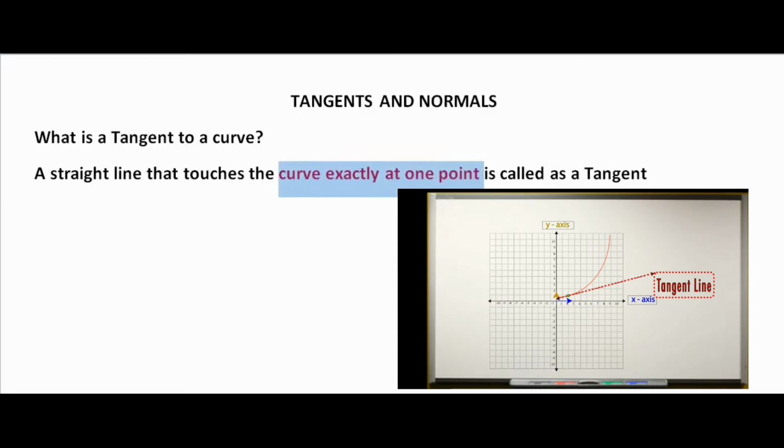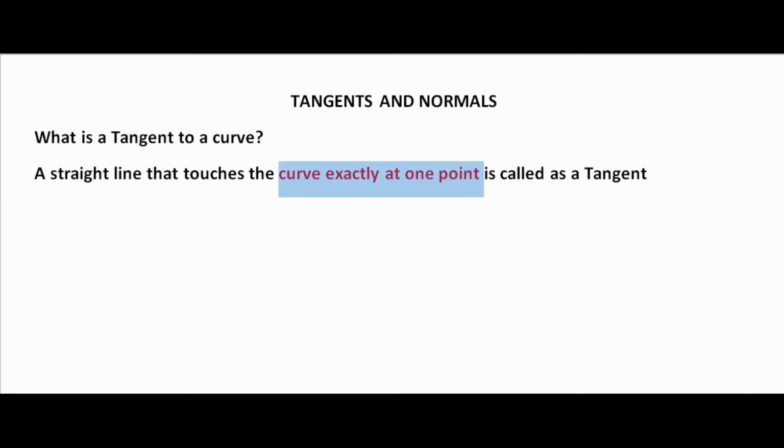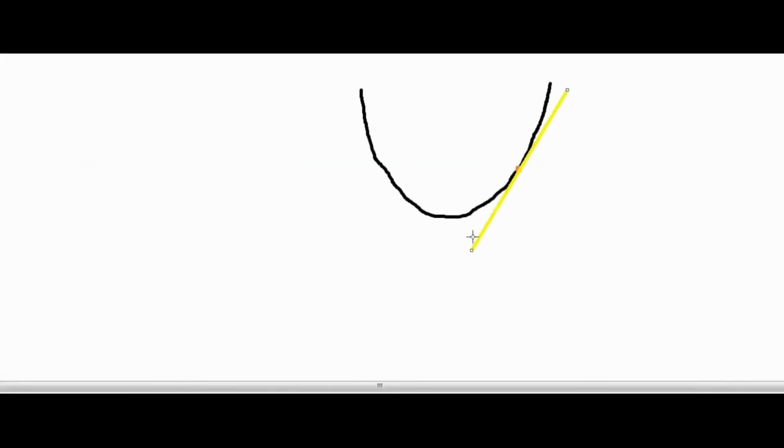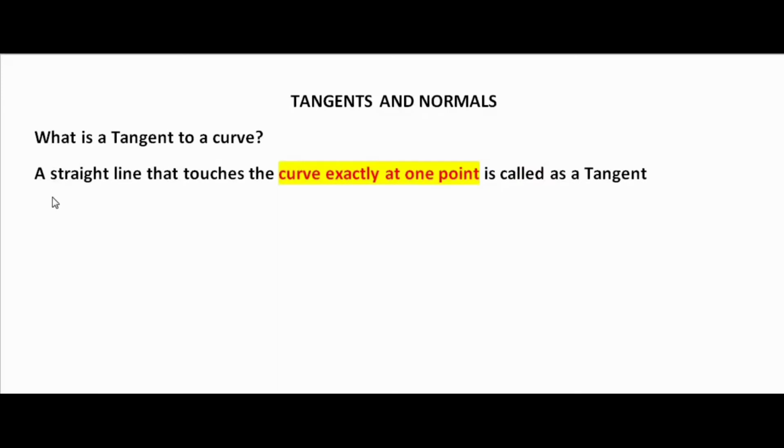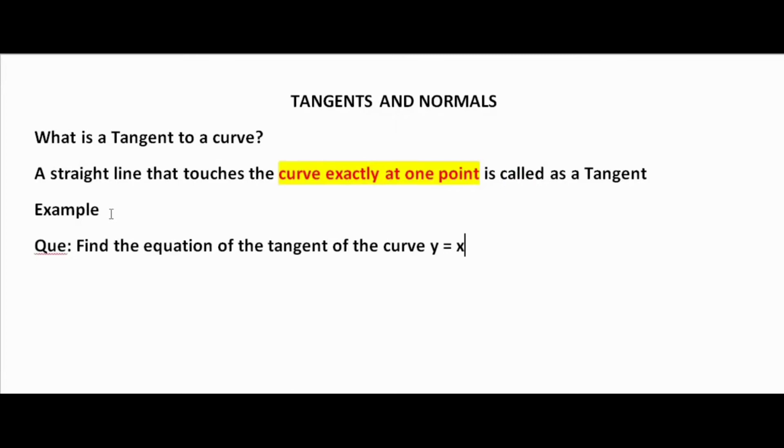So a tangent touches the curve exactly at one point. That point is known as the point of contact between the curve and the tangent. Now here we need to find the equation of the tangent. For that, let's see one example.